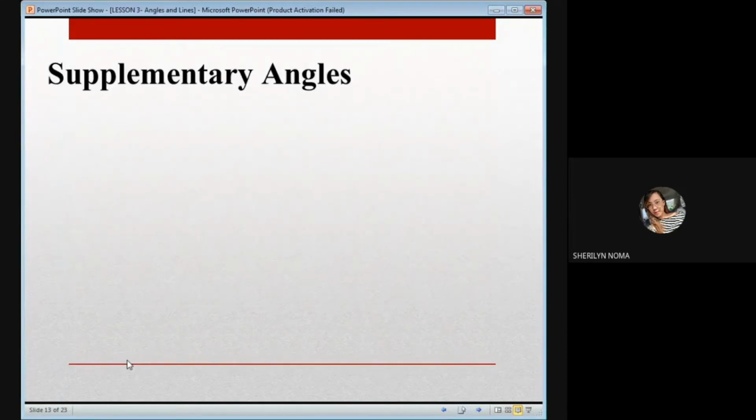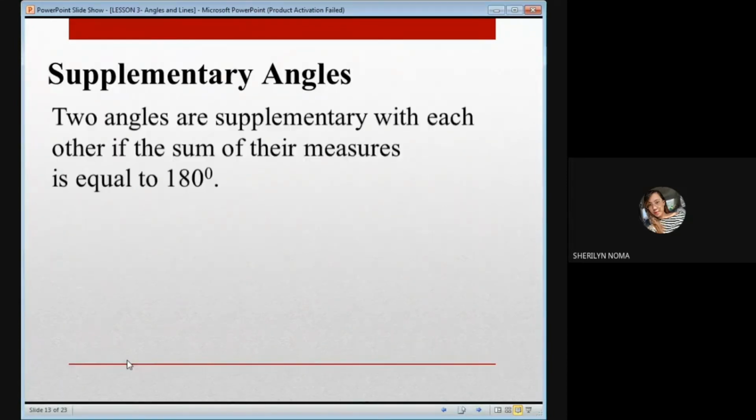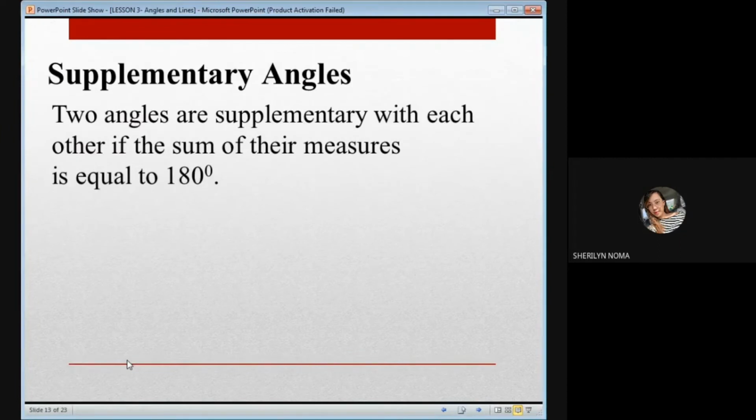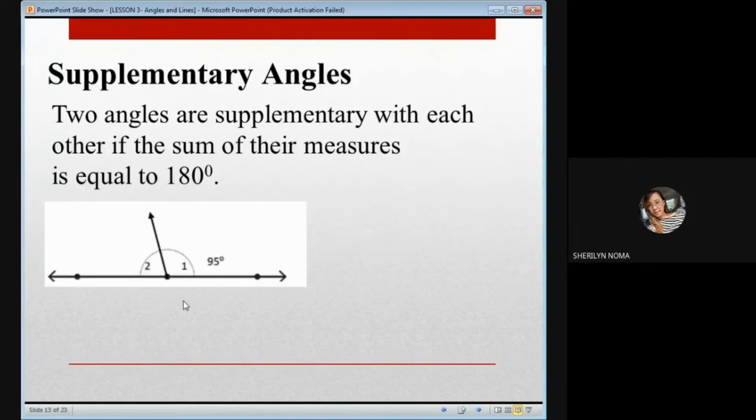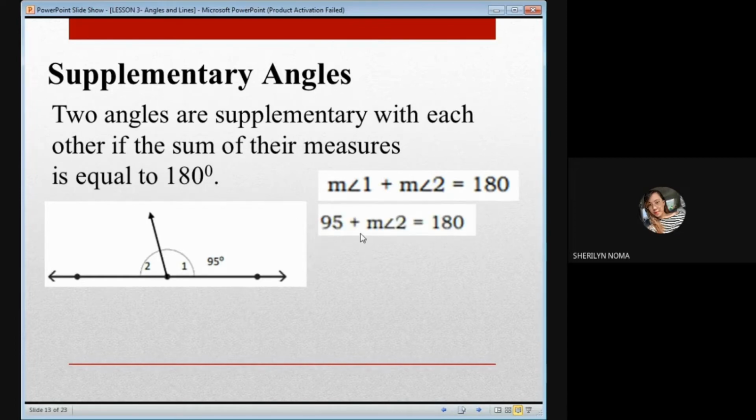Next, we have the supplementary angles. So what are supplementary angles? Two angles are supplementary with each other if the sum of their measures is equal to 180 degrees. Say for example, we have angle 1 and angle 2. The first angle measures 95 degrees. How about the second angle? Since we have the value of angle 1, let us substitute. That is 95 degrees plus the measurement of angle 2, which is missing, equals 180 degrees.